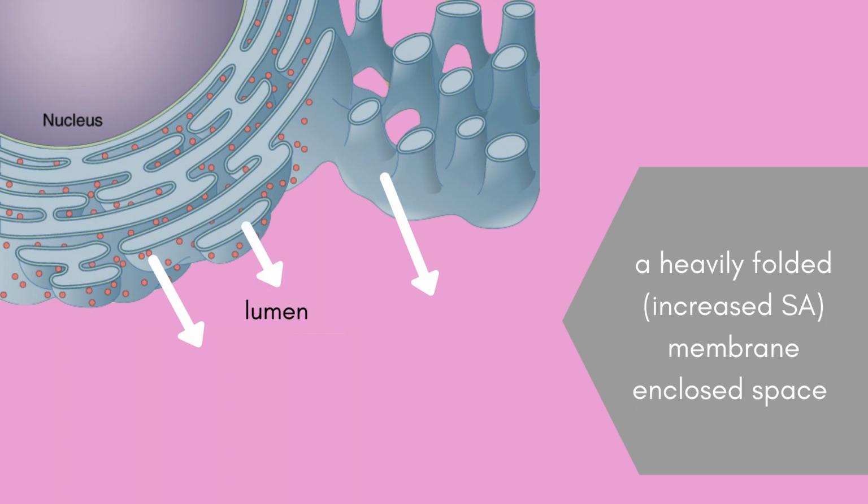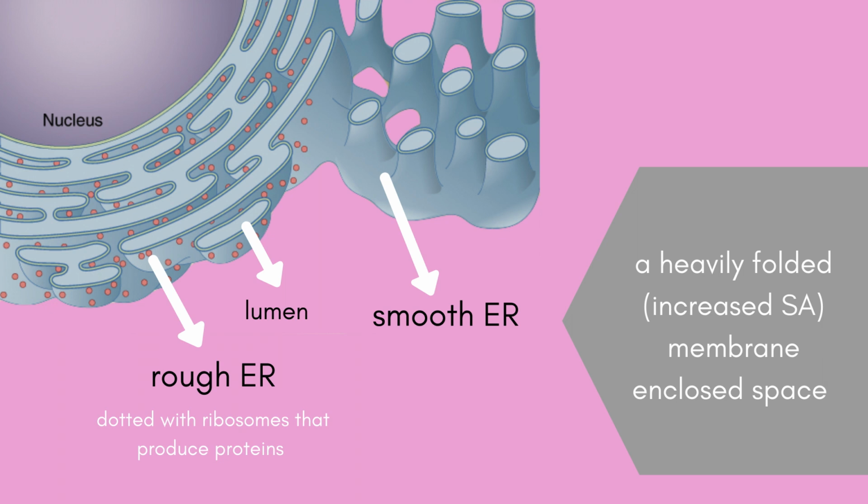Now there are two types of ER. The rough ER, which is dotted with protein-producing ribosomes, giving it the rough name, and the smooth ER, which has a more tubular look and whose function is to synthesize lipids or fats and to detoxify poisons and drugs.